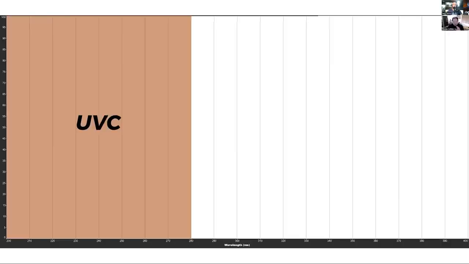So for the sake of this, anything here is classed as UVC. So anything between sort of 200 and 280 nanometers. Yeah, 200 and even further down than 200. But up to around 280 nanometers is UVC.